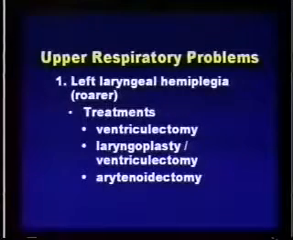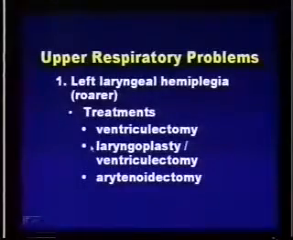Another potential treatment is laryngoplasty in conjunction with ventriculectomy. Basically, the laryngoplasty involves the placement of sutures around the caudal border of the cricoid cartilage and also through the muscular process of the arytenoid cartilage, and as the sutures are tightened, this causes abduction of the arytenoid cartilage out of the airway and hopefully will improve the horse's ability to breathe and carry out exercise.